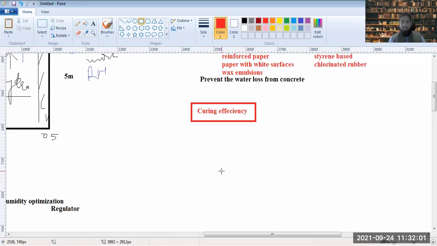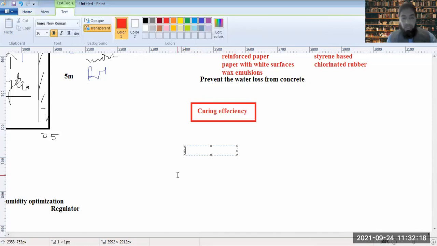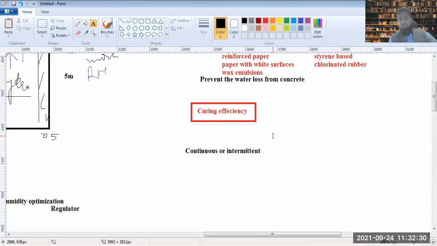It's actually a qualitative means of determining the efficiency of the curing by relating it with how much strength is actually being achieved during the process of the curing. So curing, you can have continuous or intermittent. You could have continuous curing or intermittent curing. Now, continuous curing is keeping it completely moist over a period of time.